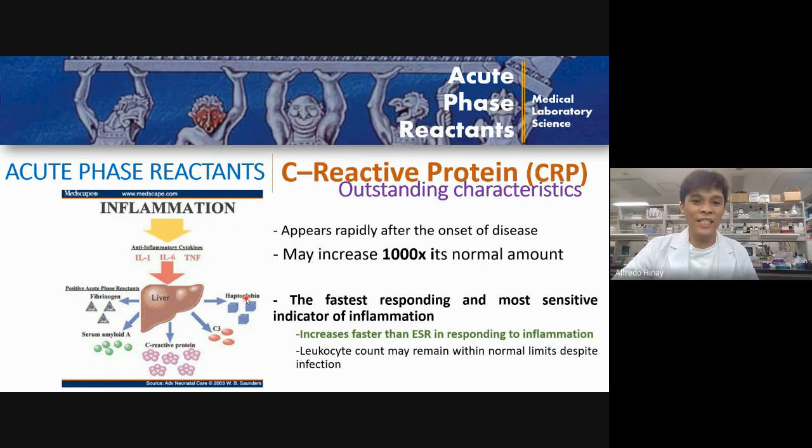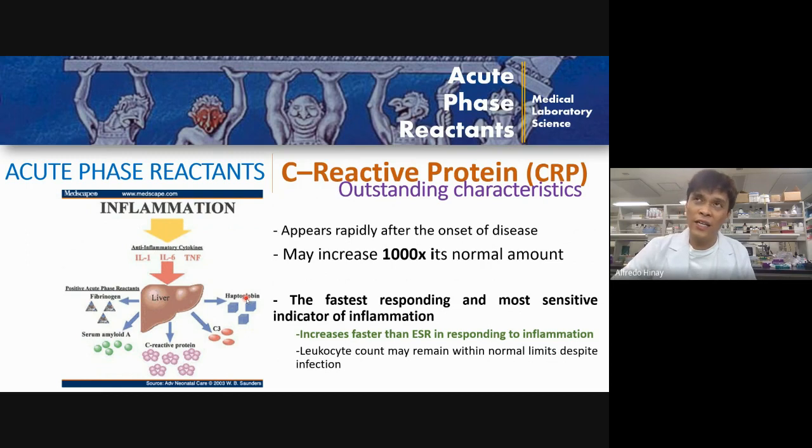It increases faster than your ESR. Your ESR is not that specific. Actually, even in other countries like here in Japan, class, we don't use ESR anymore, unless in small laboratories. In the Philippines, I still have experience with the ESR. It is more for screening lang talaga siya. Okay?